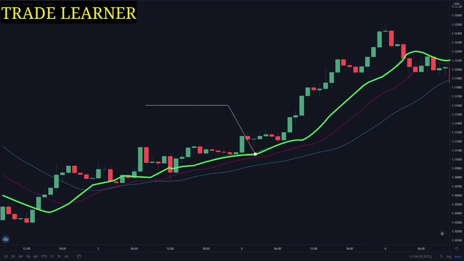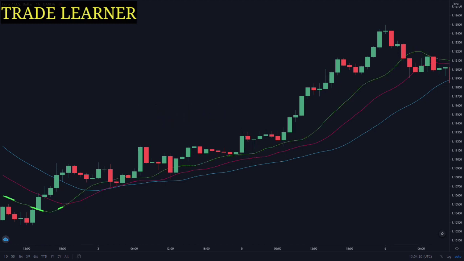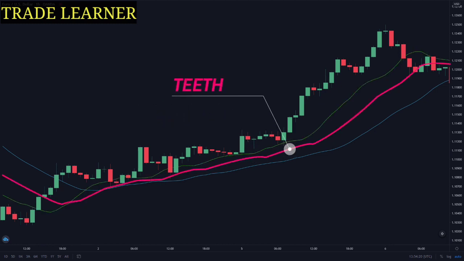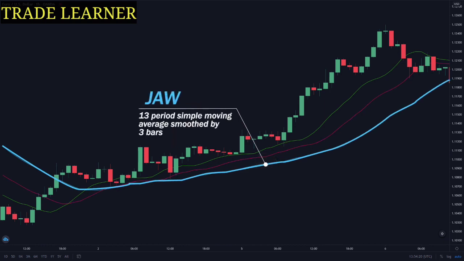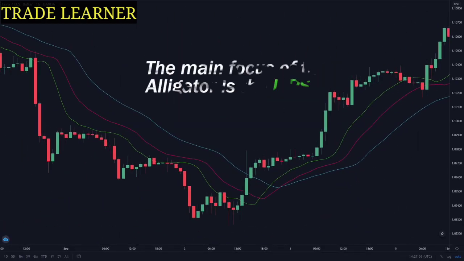First, we have the green line, the lips, which is a 5-period simple moving average smoothed by 3 bars on a subsequent value. Then we have the red line, called the teeth, which is an 8-period moving average smoothed by 5 bars on a subsequent value. And a blue line called the jaw, which is a 13-period simple moving average smoothed by 3 bars on a subsequent value. So the main focus of the Williams Alligator is the lips, or the green line, which is the faster moving average out of the other 2 moving averages.